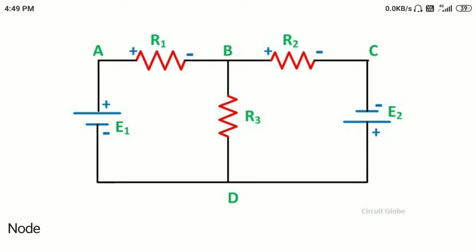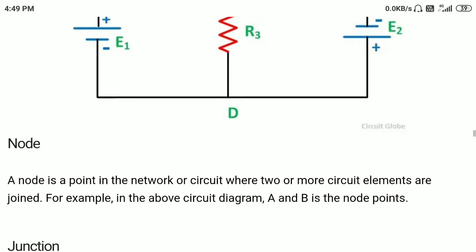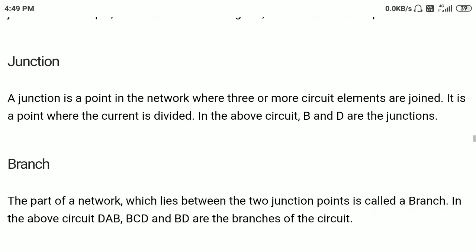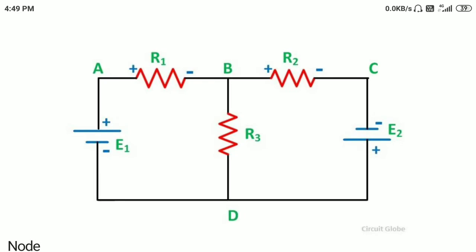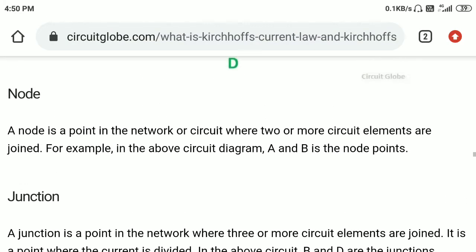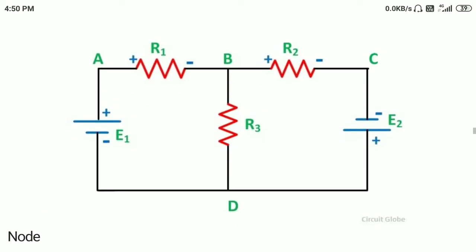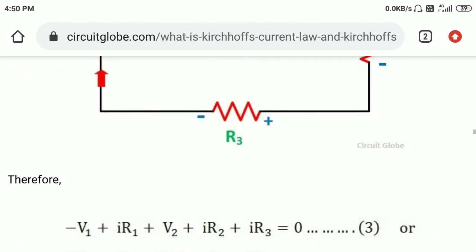A, B, C, D are the nodes, and also B is a junction, and D is also a junction. A, B is a branch, B, A is also a branch, D and C, B is also a branch. BD is also a branch. This is about the branch, node, junction and loop. So now once again we will repeat this one.